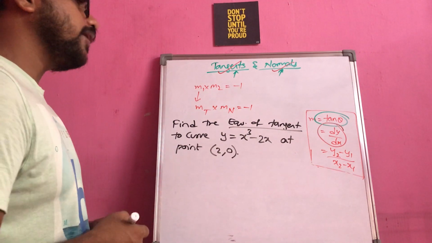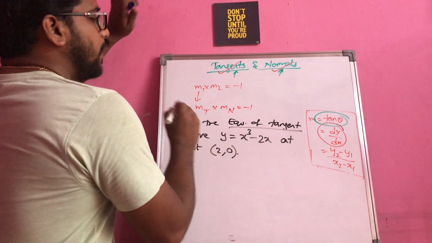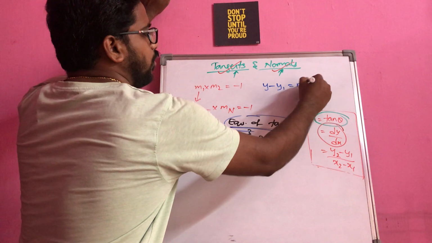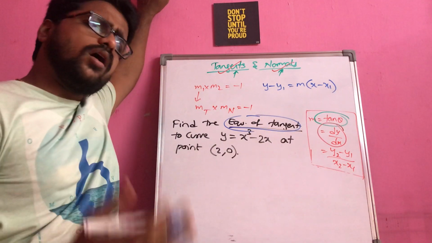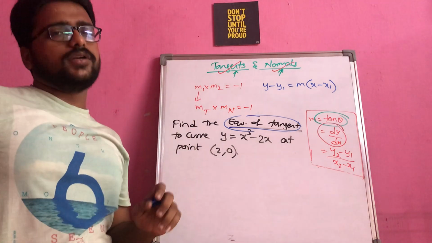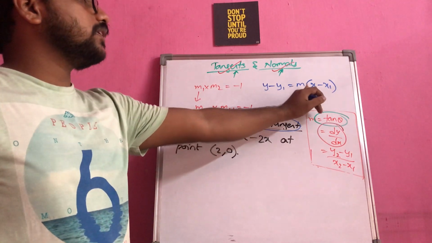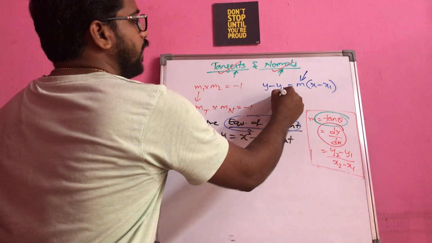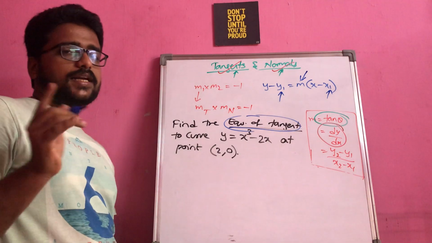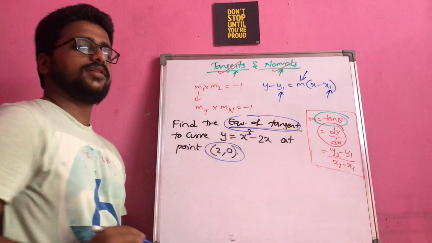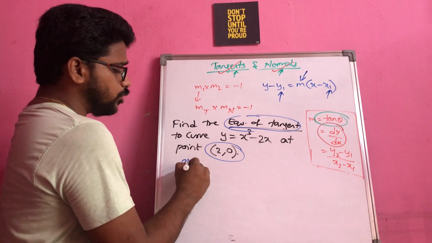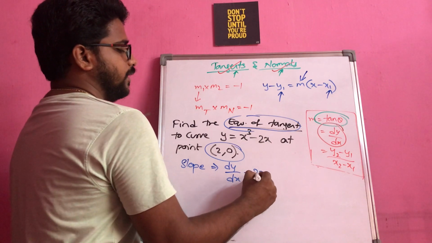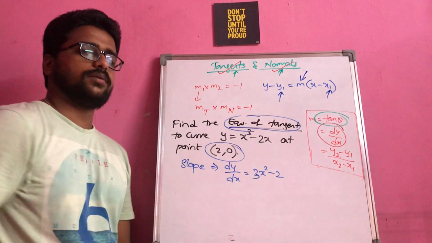Now let us understand how to solve this. You have to find the equation of a tangent. We already discussed that the equation of a tangent or normal or line or chord, whatever it may be, uses this formulation: y minus y1 is equal to m into x minus x1. For this you need a slope and a point x1, y1. The point is already given in the question, so first let us find the slope. You have to apply dy by dx. Applying differentiation, I get 3x square minus 2.